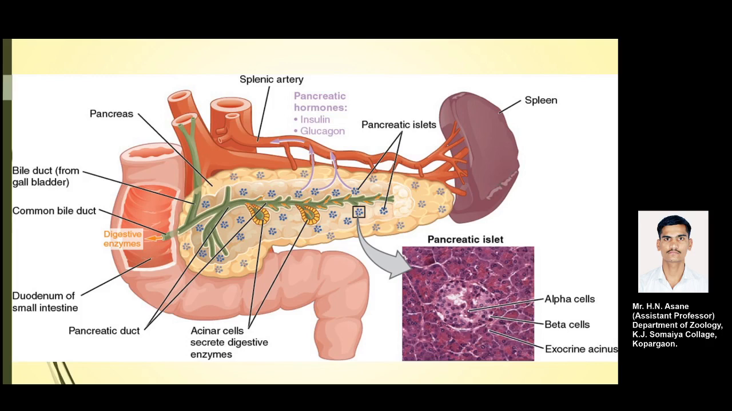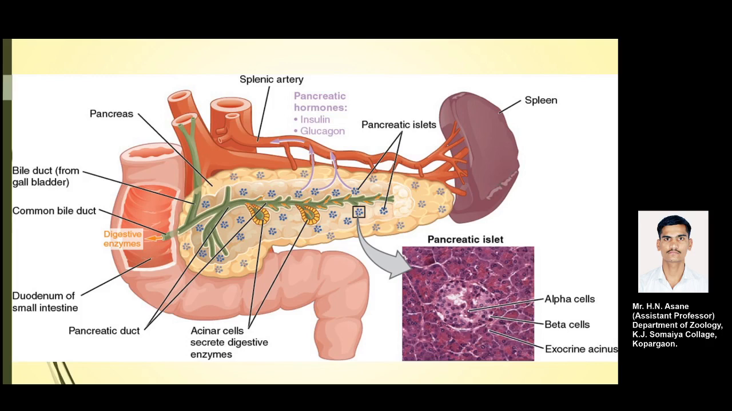And then the islets of Langerhans, as you can see in the zoomed-in area, which is known as the pancreatic islets. This is the slide of the islets of Langerhans, which contains three types of cells known as the alpha cells, beta cells and the exocrine acinus. They secrete the pancreatic hormones like insulin and glucagon.